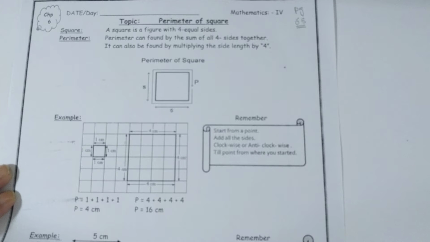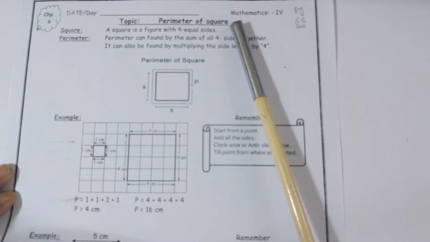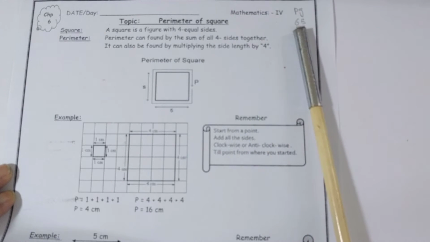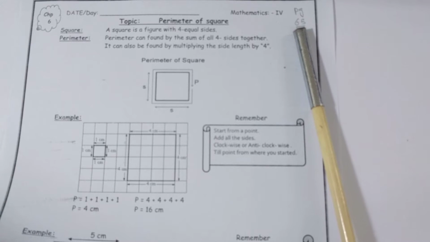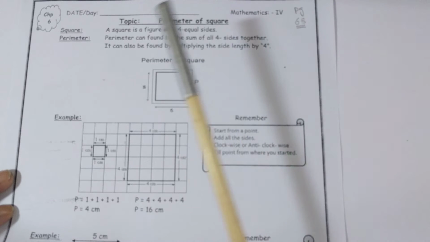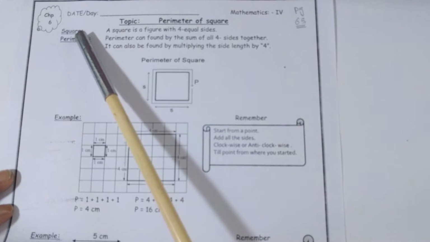In our previous lesson we learned how to calculate the perimeter of a rectangle. Now in this lecture I am going to teach you how to calculate the perimeter of a square. Open your booklet, page number 65. Let's start. Firstly, as you know, what is a square?